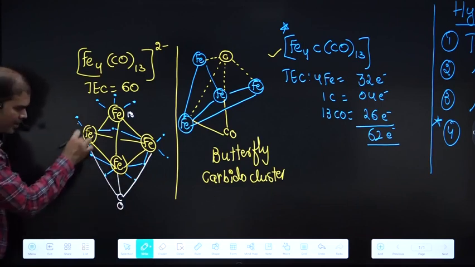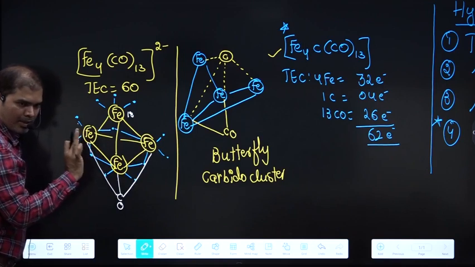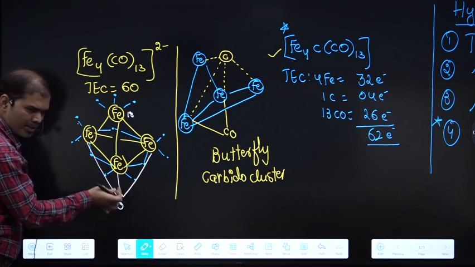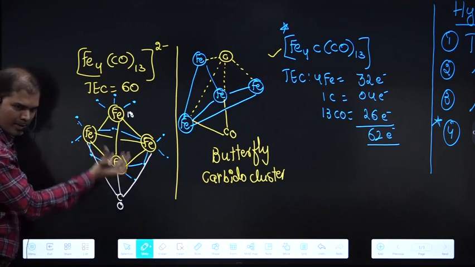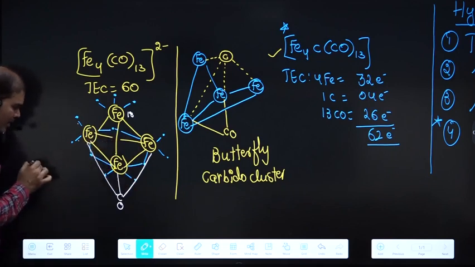Whenever I draw this structure, it looks like a trigonal bipyramidal. But the skeleton is not trigonal bipyramidal. Skeleton is tetrahedral. One carbonyl is triply bridging, which is a face bridging from below. 3 carbonyls are doubly bridging. Okay, so how can we write it?